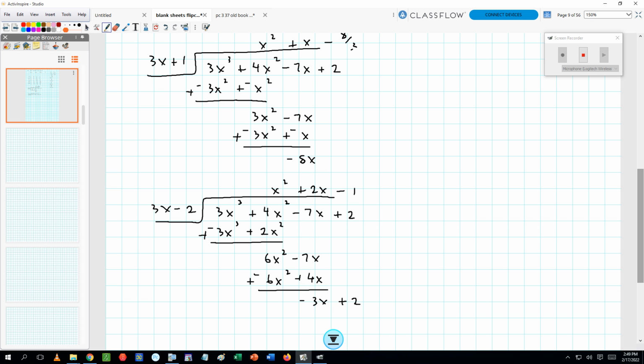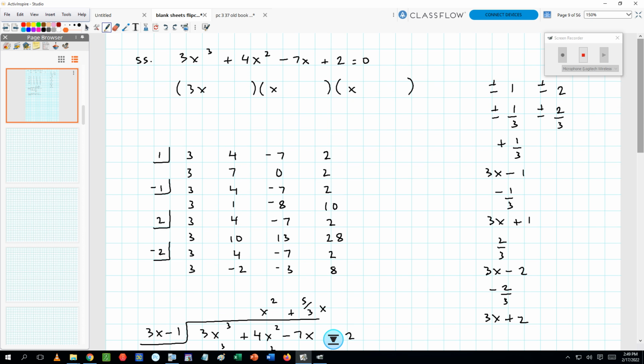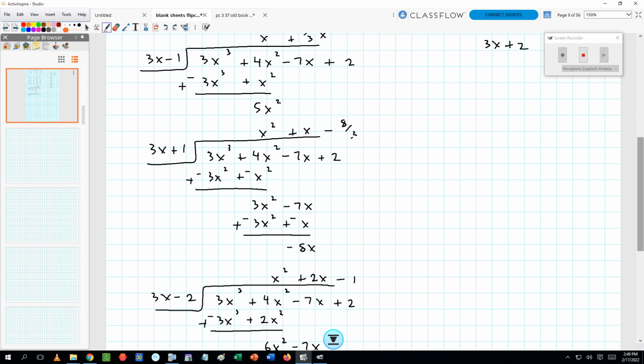So 3x minus 2 worked. Just took 7 divisions. 3x minus 2, which gives you the answer 2 over 3. And the depressed polynomial was what? X squared plus 2x minus 1. X squared plus 2x minus 1 does not factor.